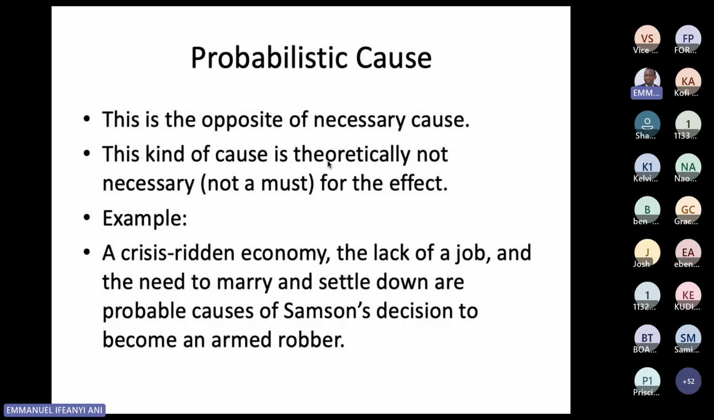So a bad economy, unemployment, these are causes of someone's decision to be an armed robber. But we don't see them as necessary causes because they must not cause it. Some of us experience them, but we did not end up armed robbers. So that's why we call them probable cause. They are the opposite of necessary cause. They don't need to cause someone to be an armed robber, but they could in some cases.